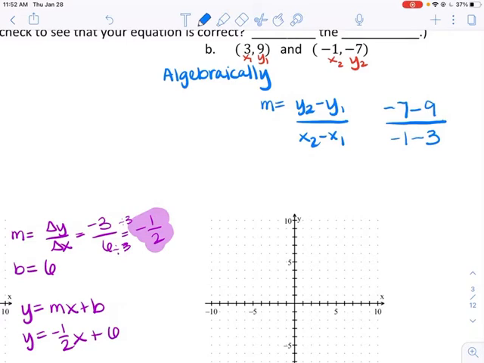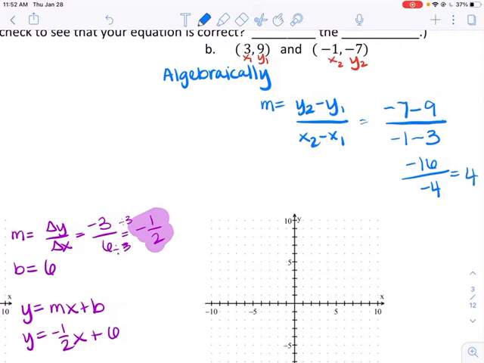Okay, so now we're going to simplify this fraction and figure out what our slope is. -7 minus 9 is -16. And then -1 minus 3 is negative 4. When I divide those, a negative divided by a negative is a positive, and 16 divided by 4 is 4.